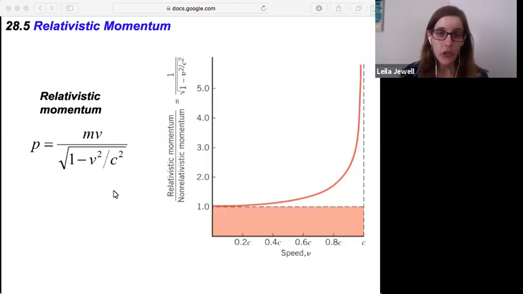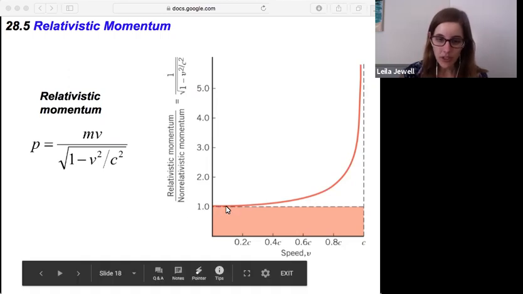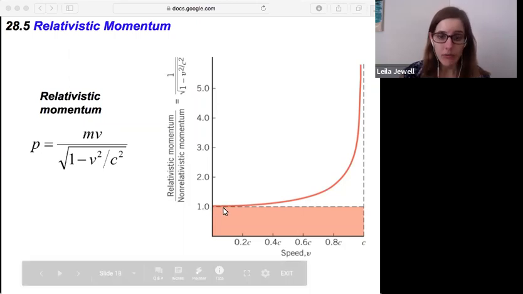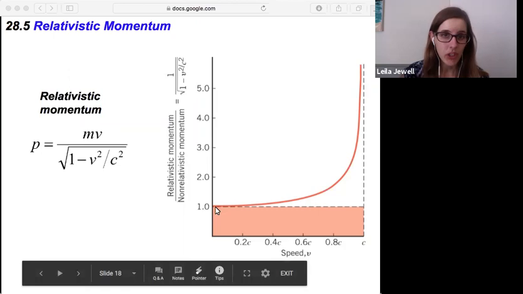And this graph shows that idea, right? We have the relativistic momentum divided by the non-relativistic momentum. And we find that at low speeds, like below 0.1 c, below 10% the speed of light, they agree, it's equal to 1. They have nearly the same value. Very slightly different, but that's minuscule.